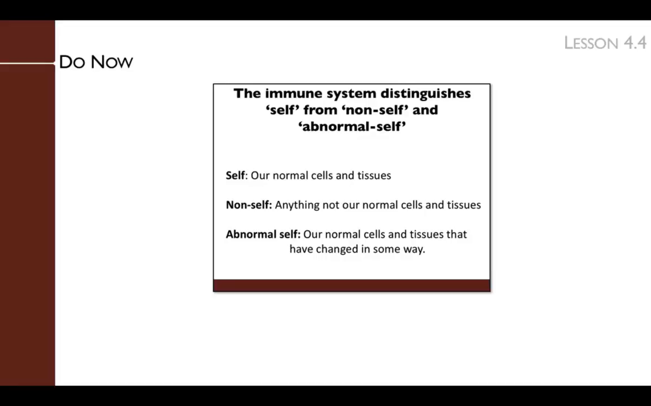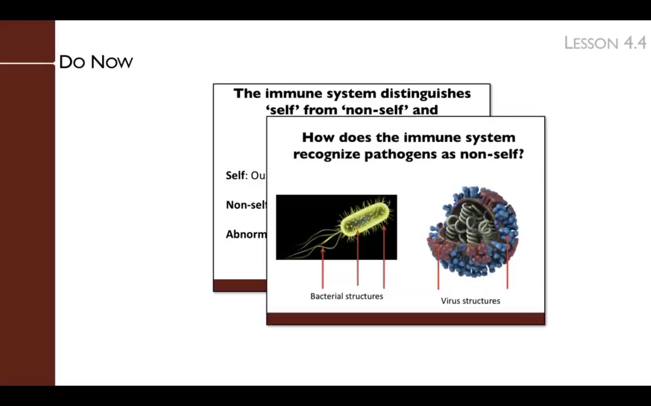For example, bacteria and viruses are seen as non-self, and the immune system recognizes them based on unique proteins and structures. But how does the immune system recognize abnormal self cells like tumor cells that have changed in some way?